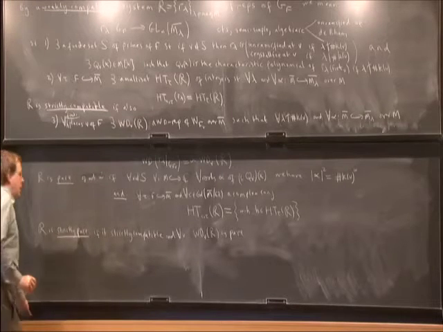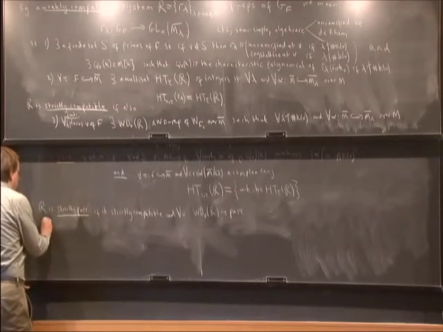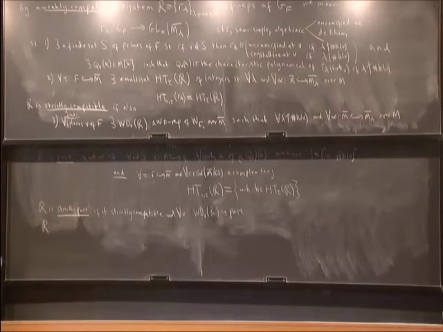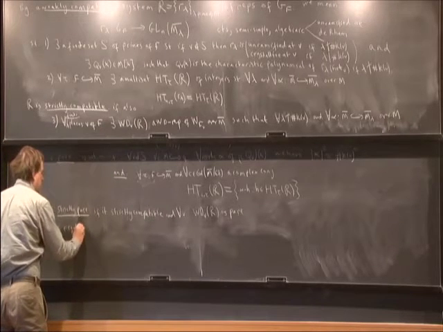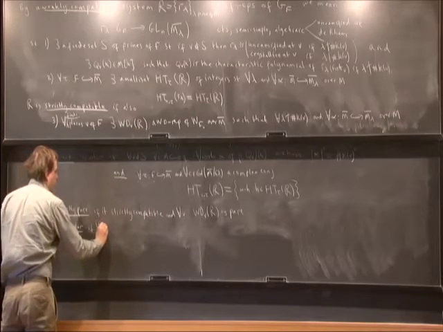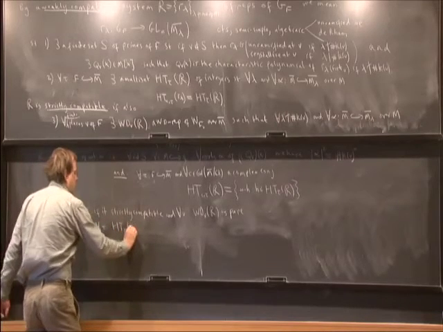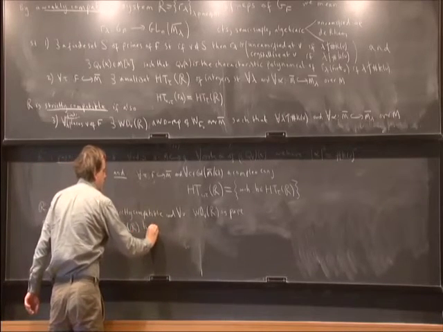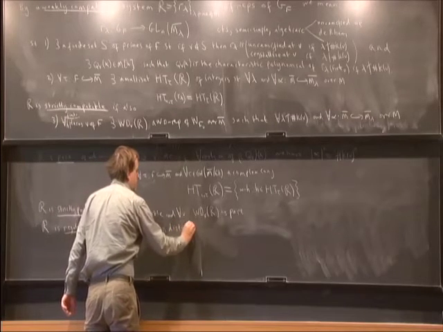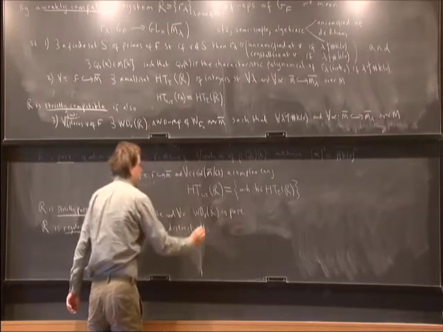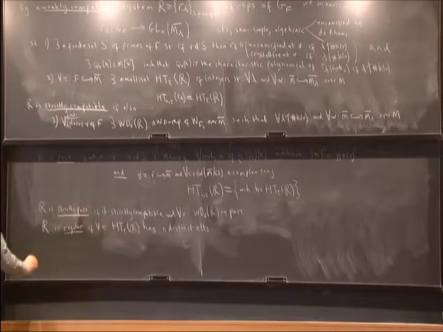What else? Just by analogy with a single representation, I'll call R regular if for all Tor, Hodge-Tate Tor of R has n distinct elements. So there are no repeated Hodge-Tate numbers.